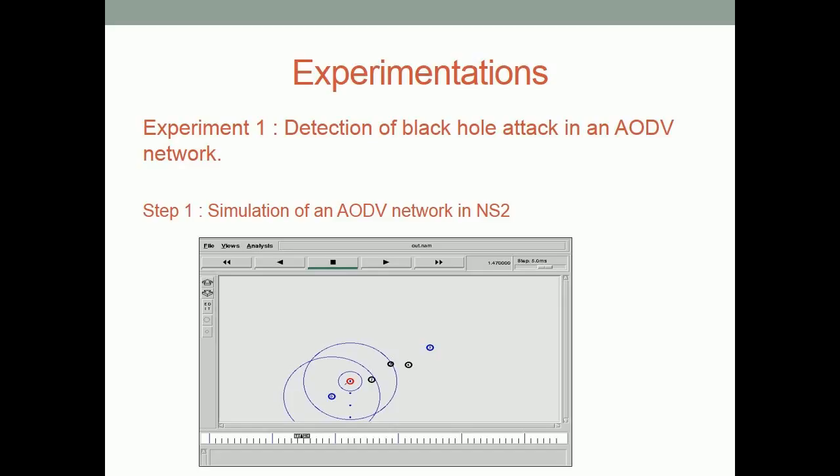Two different experiments have been performed. Experiment 1 consists of detection of black hole attack in an AODV network. Black hole attack is a kind of denial of service attack. During the route discovery, the malicious node portrays that it has the best path to the destination node. On receiving a RREQ message, it responds with a fake RREP, and further, when the malicious node receives packets from the source, it drops the packets instead of forwarding them. Hence, during the simulation process, it is clearly visible that the malicious node is dropping the packets.